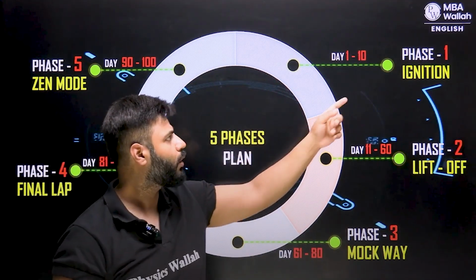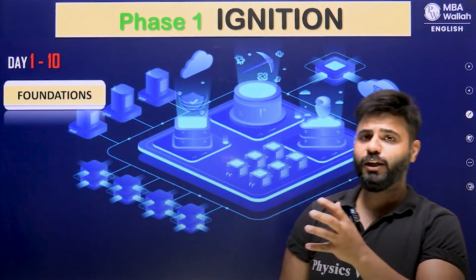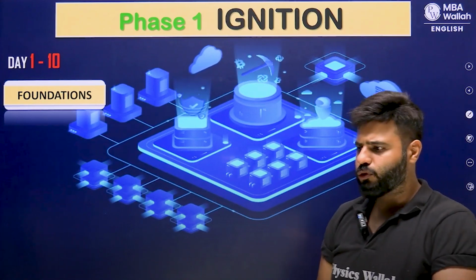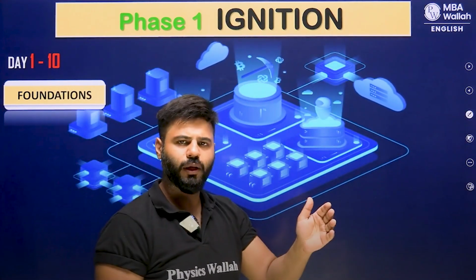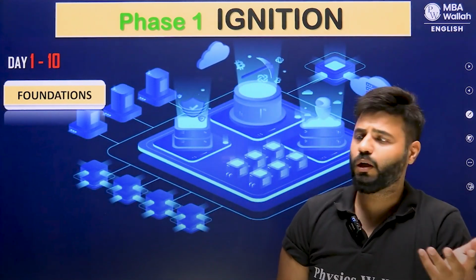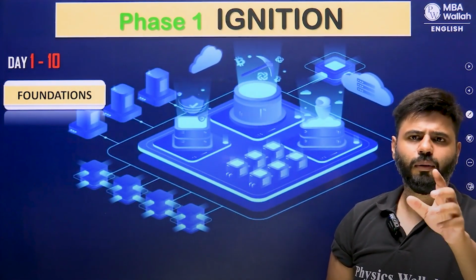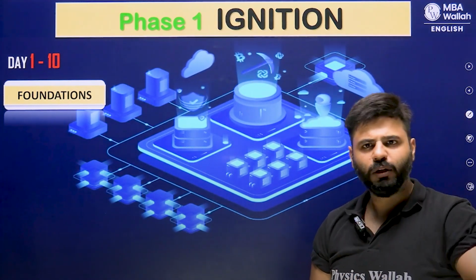I'll start with phase 1, ignition. That's basically your foundation phase. Now, the foundation phase tells us from which topics we need to start quant. We cannot directly open up geometry and start finishing the topics from first to end. Neither modern math nor number system. From where to start?